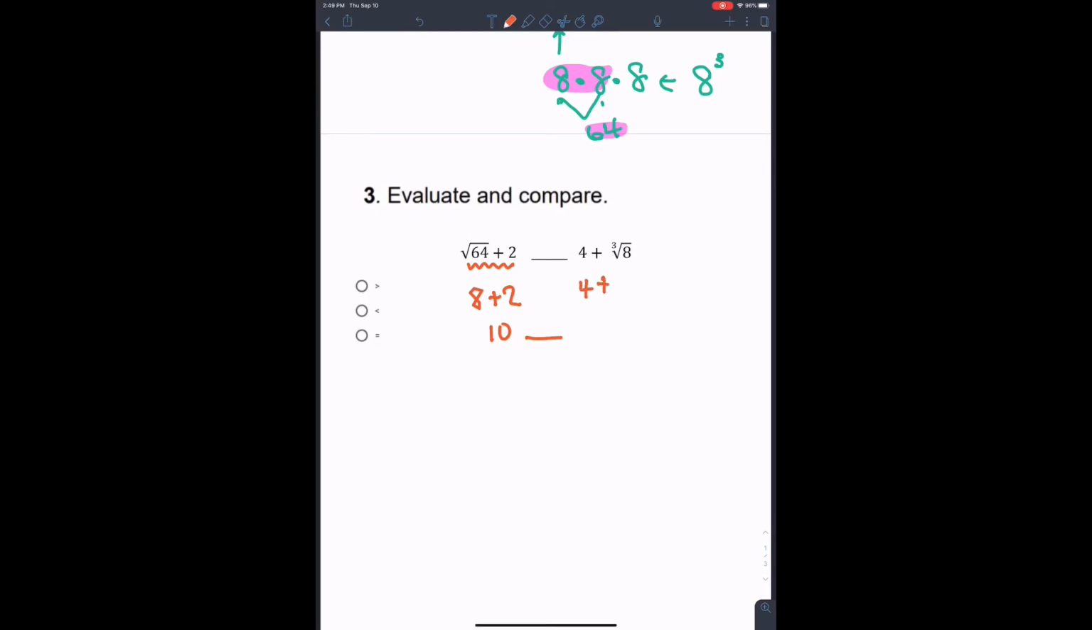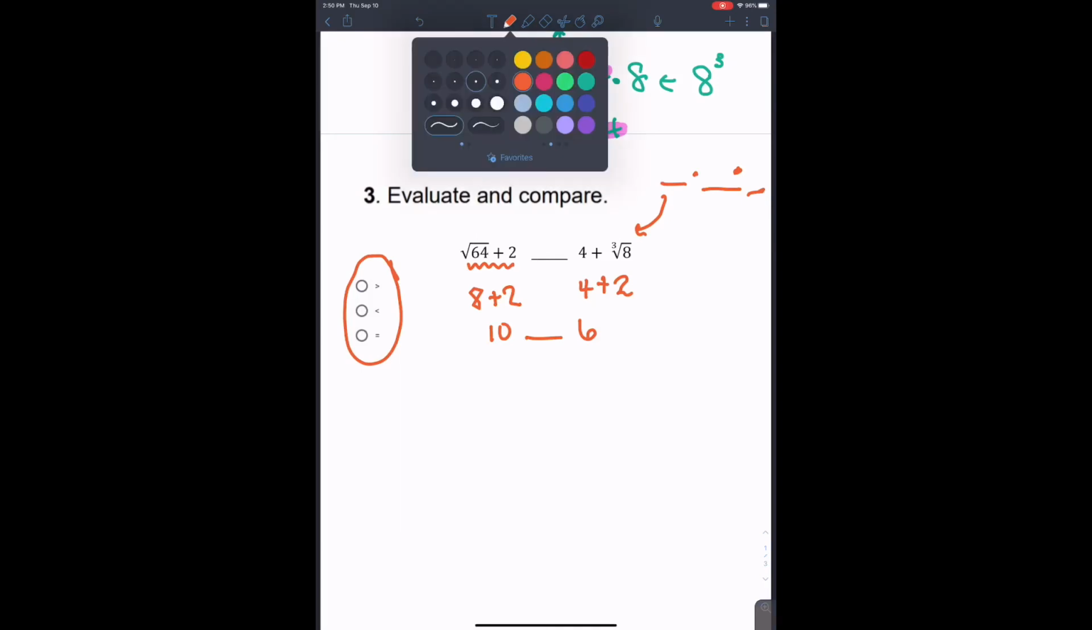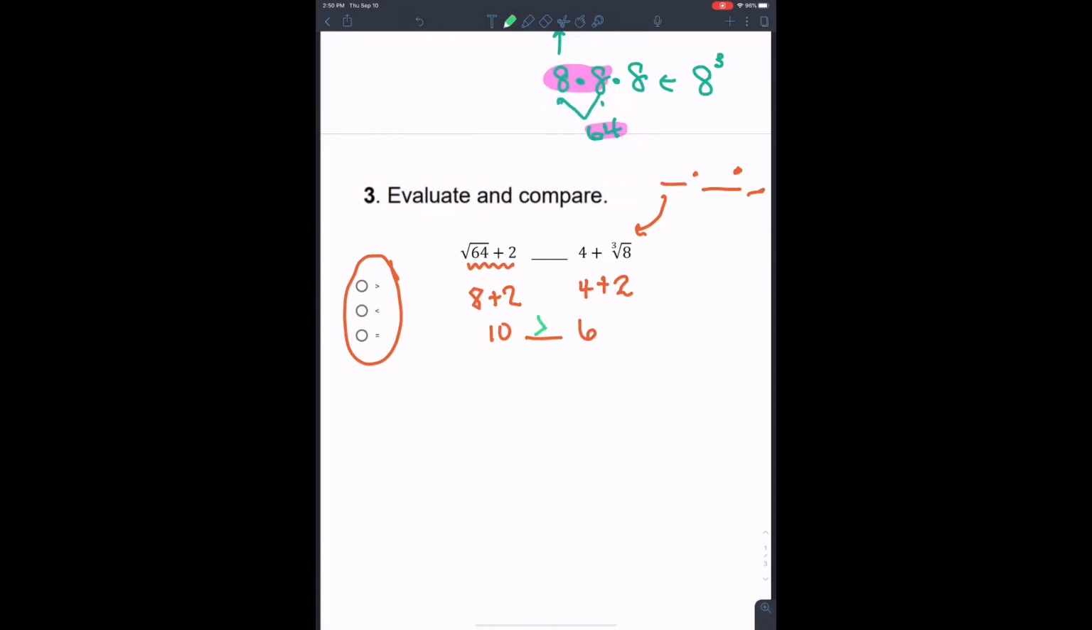But now I have to take the cube root of 8. Remember, it's something times itself 3 times. That value is 2. So 4 plus 2 is 6. I'm having to choose between these symbols. Obviously, the one that is greater is the 10, so I would choose this.